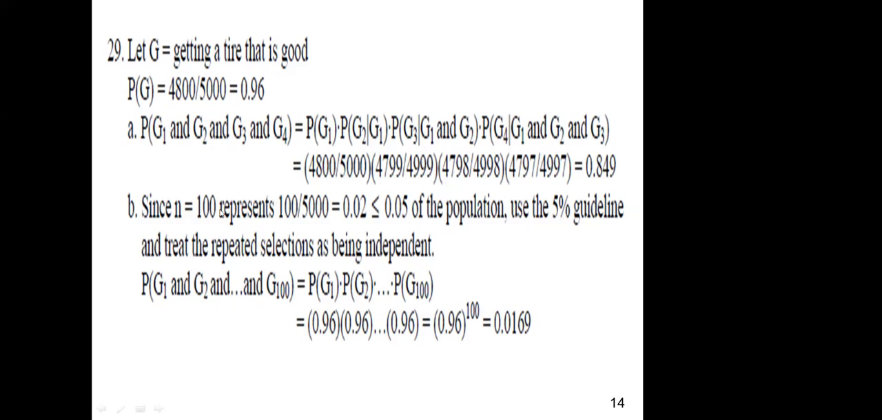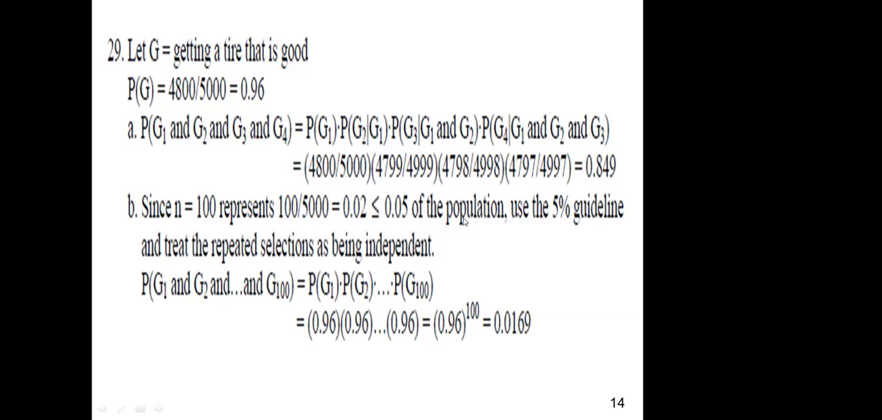So what he says is that that would be a very cumbersome calculation. Plus my sample, my n, is 100 tires. 100 over 5,000 is only 2%. It's less than this magic 5%. To keep subtracting one from the numerator and denominator 100 times would take me forever. So even though theoretically these guys are dependent, because I got one less tire and one less total over and over again, I'm going to use the same percentage.